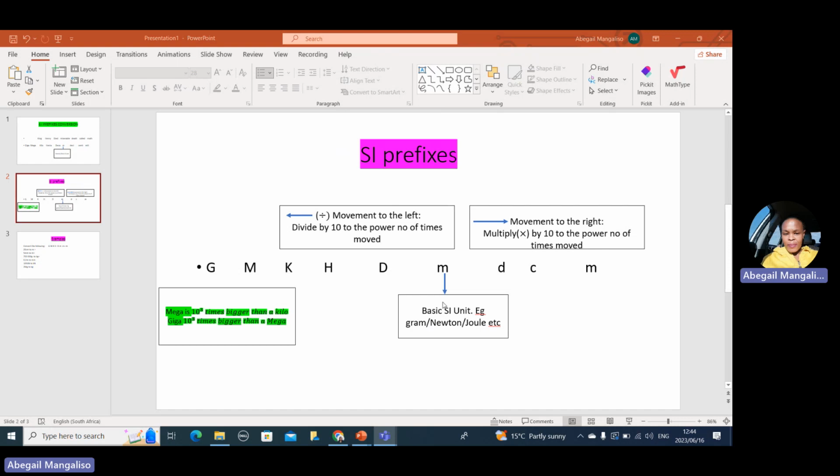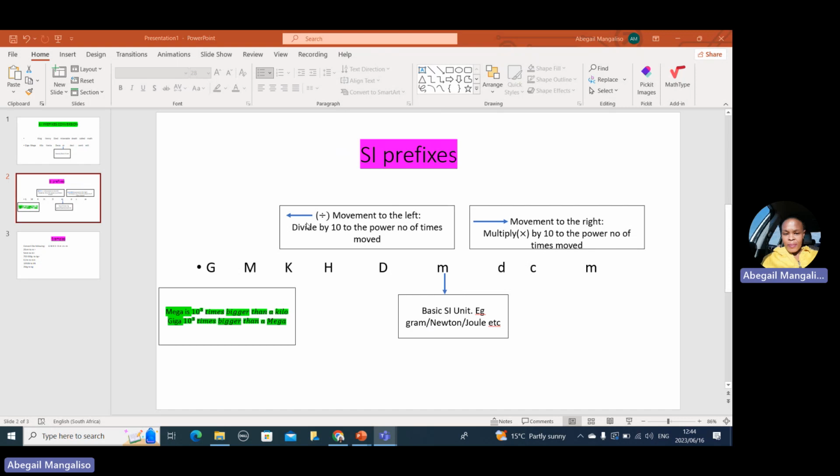Now from this M, the basic SI unit, to the left are the bigger prefixes. From this M to the right are the smaller prefixes. So as you go to the right, they're becoming smaller. As you move to the left, they're becoming bigger. So this is smaller than kilo. Kilo is smaller than mega. Mega is smaller than giga. The same applies on the right-hand side. Now, this is how it works.